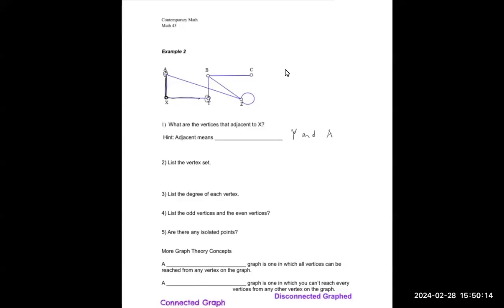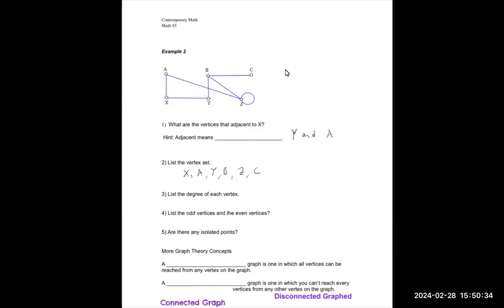And it says list the vertex set. So I could just list all the letters in the picture: A, X, Y, B, Z, and C, right? Next, list the degree of each vertex.